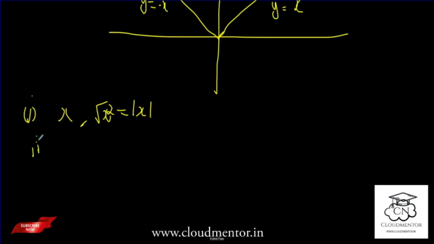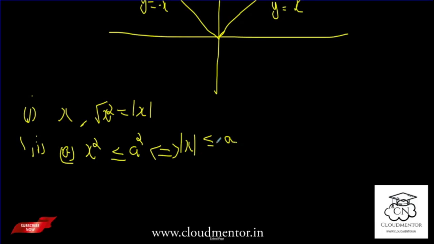The second property: if a and b are positive real numbers, then first, x square is less than or equal to a square, which implies and is implied by mod x is less than or equal to a, which implies and is implied by minus a less than or equal to x less than or equal to a.